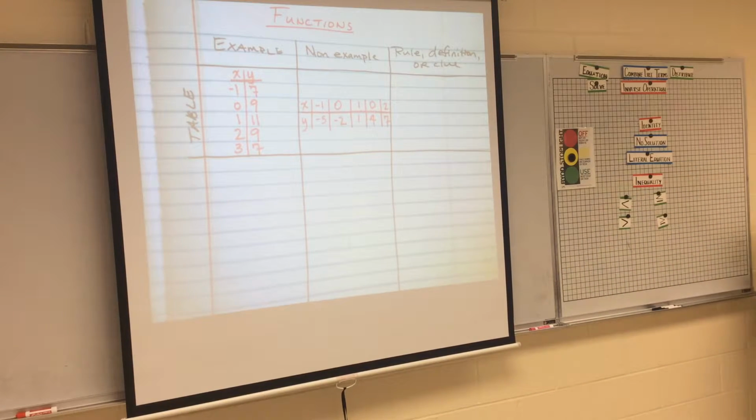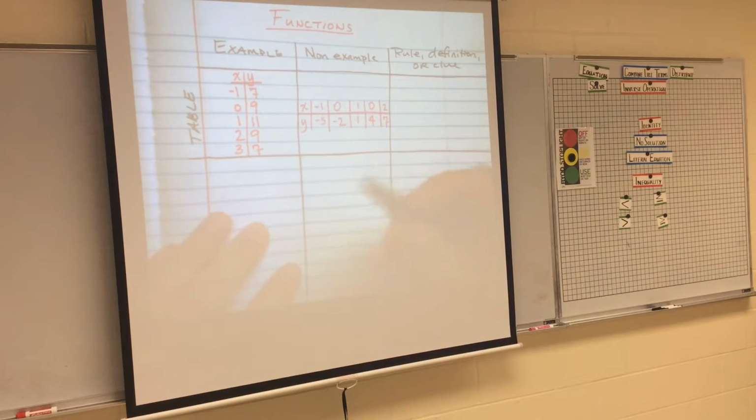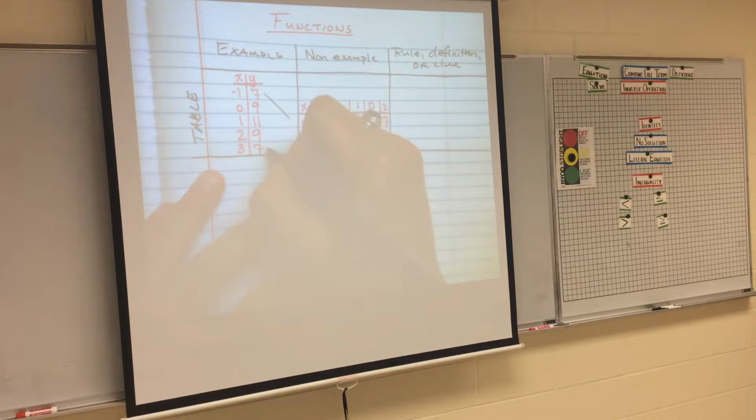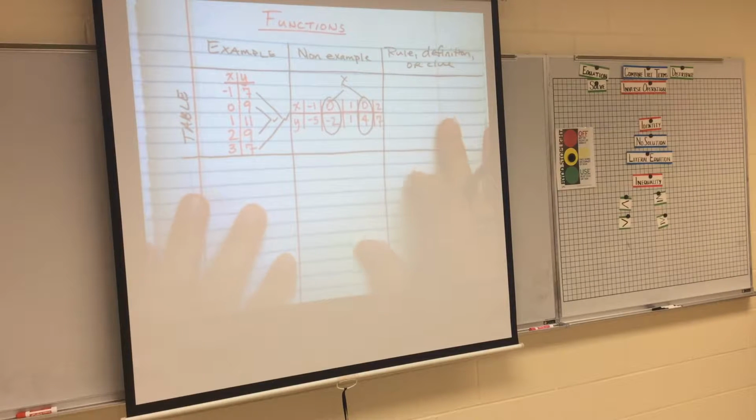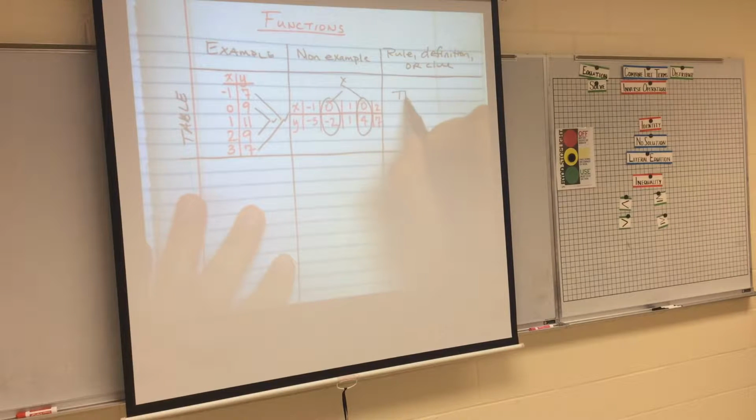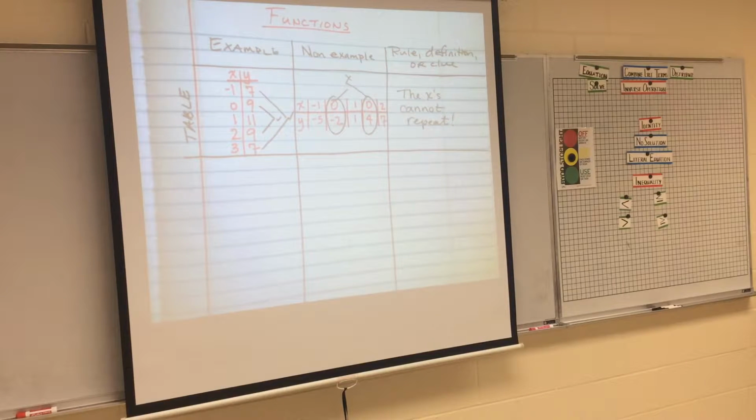All right. So I'm going to make just a note here. Like, this is okay. This is not okay. So my rule, definition, or clue: the x's cannot repeat. Each x value has exactly 1 y value, right?